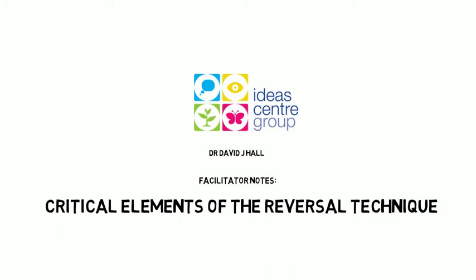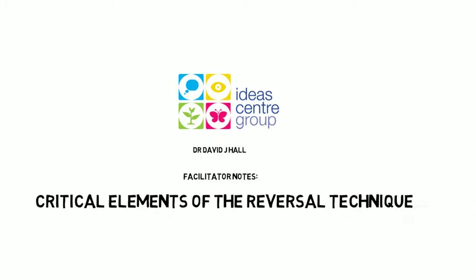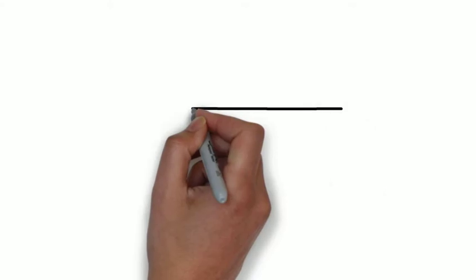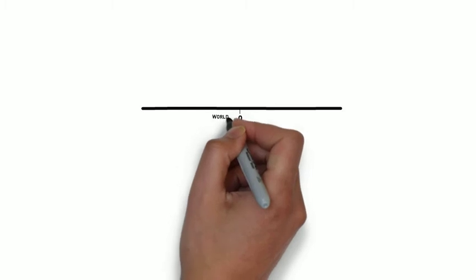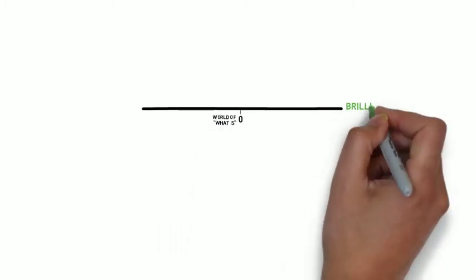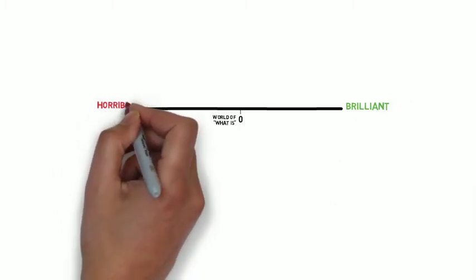Now, there's a separate video scribe that explains the technique in full detail, but just as a quick refresher, the easiest way to explain the technique is using graphical representation, I think. If you imagine that this zero here represents the way we normally do things around here, or the world of what is, we've got brilliant things happening at the top end of the scale, and we've got horrible things happening at the negative end of the scale.